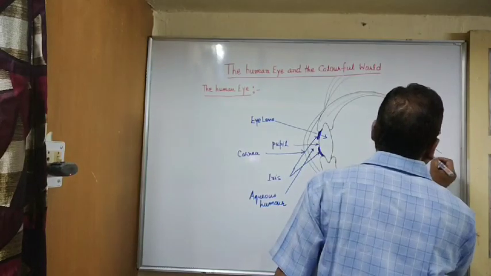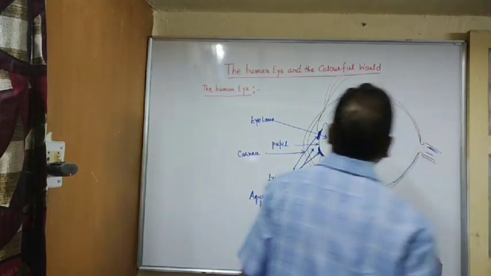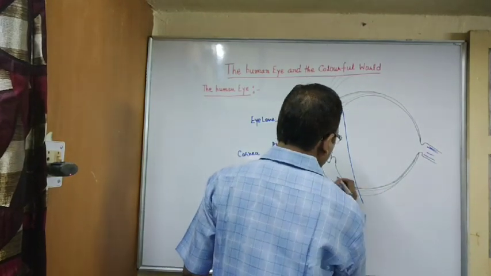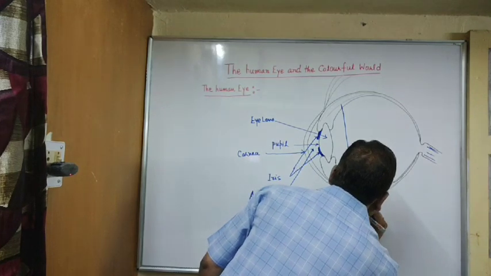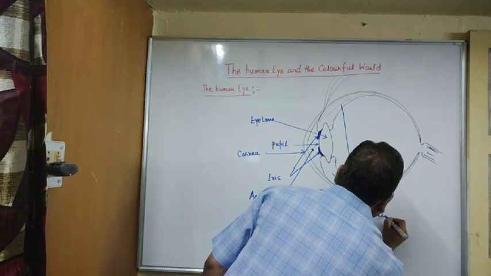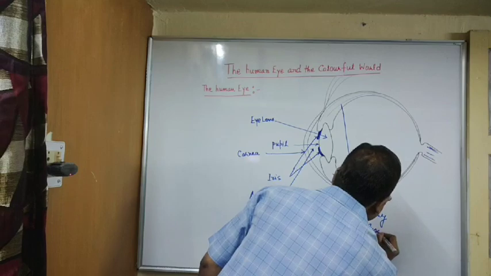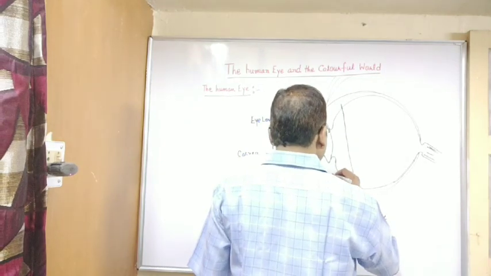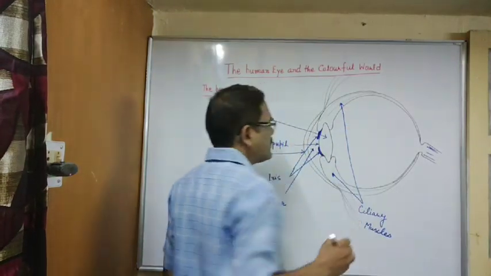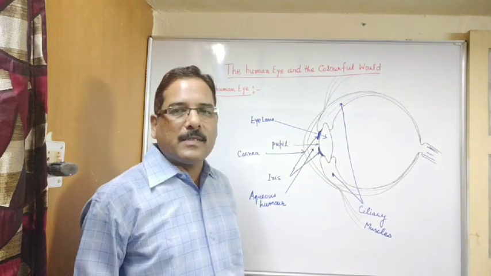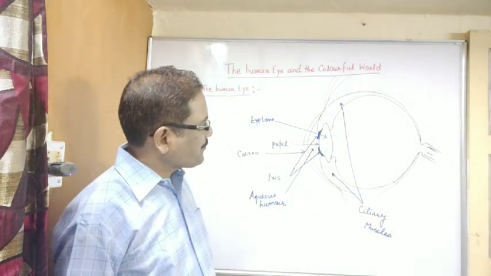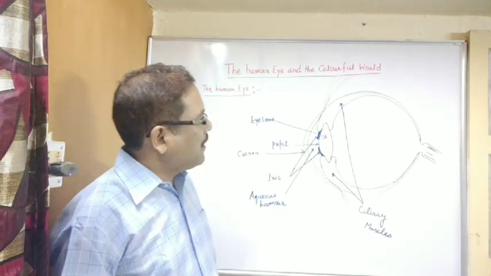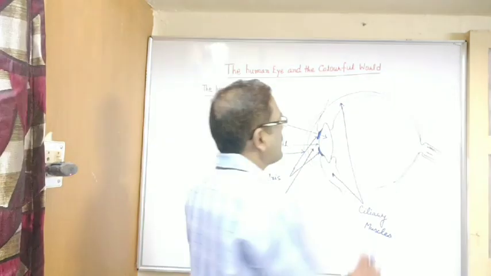Then these two are the ciliary muscles. Ciliary muscles help us in accommodation. We will discuss now what accommodation is. Then behind the lens we have the retina. All the images are formed on the retina.